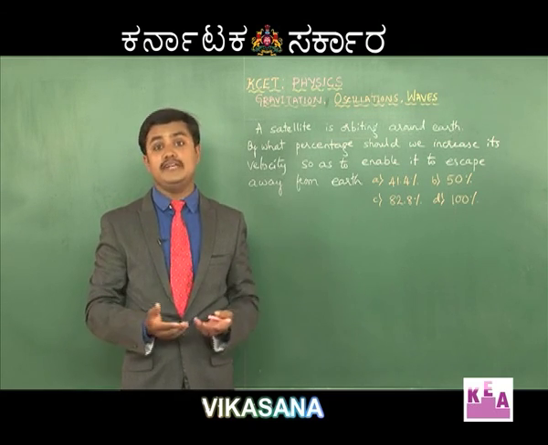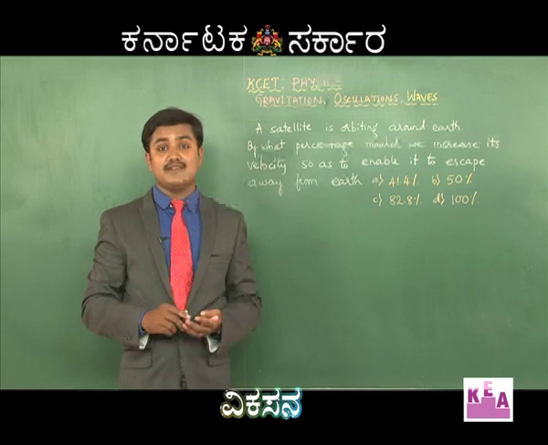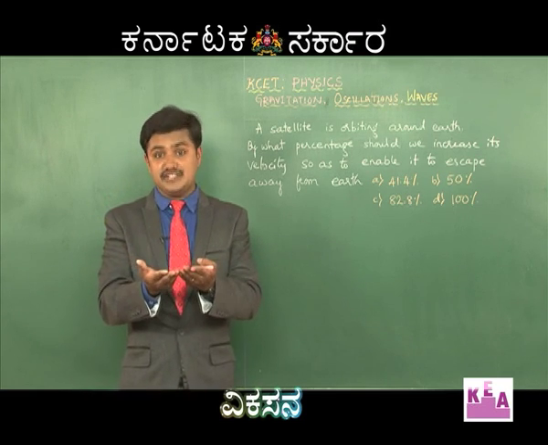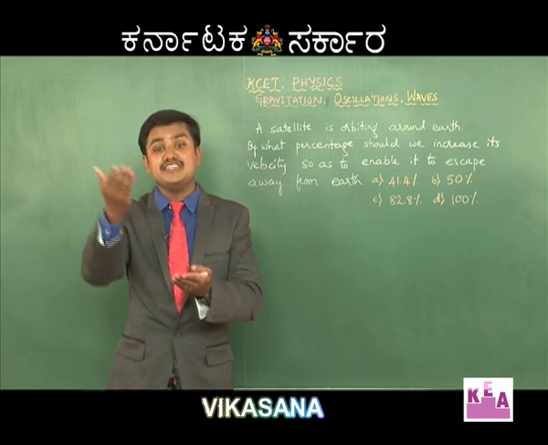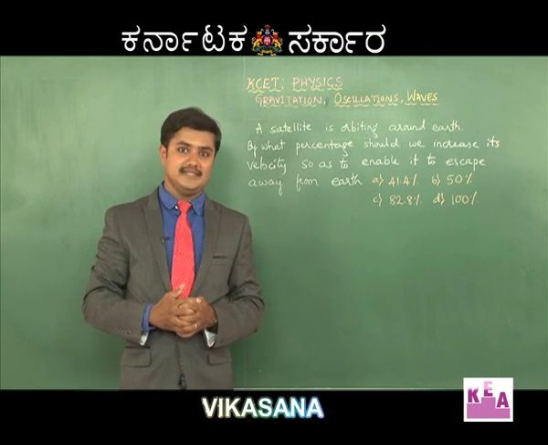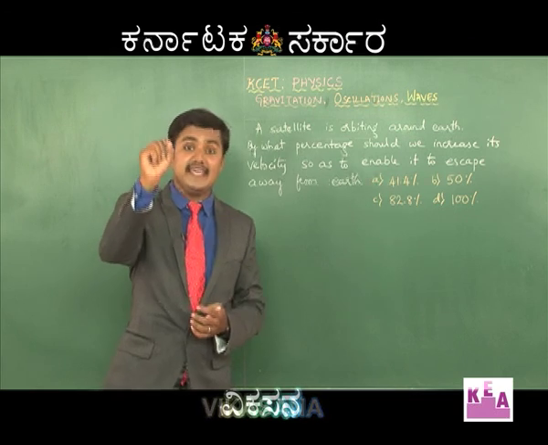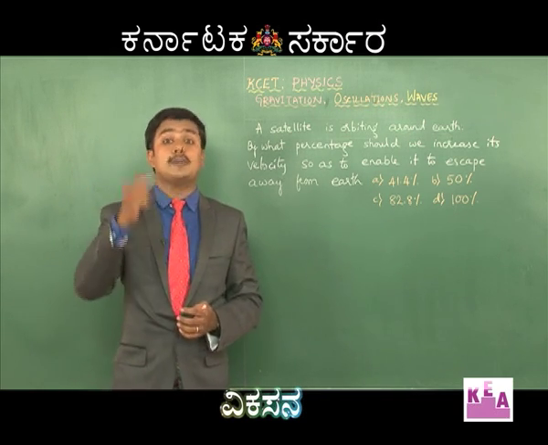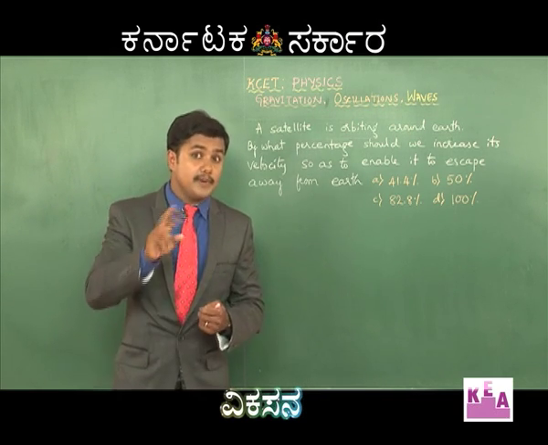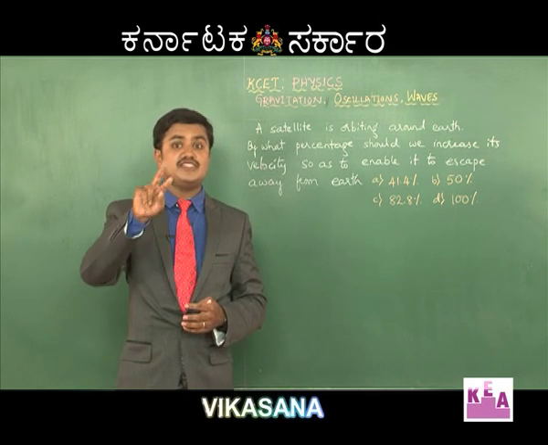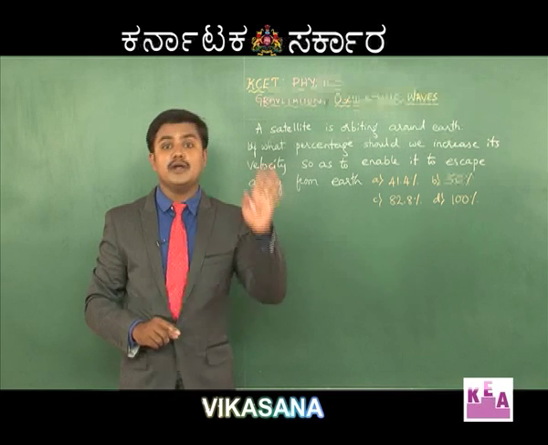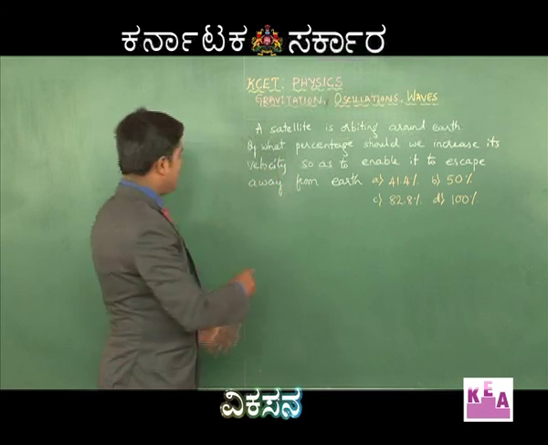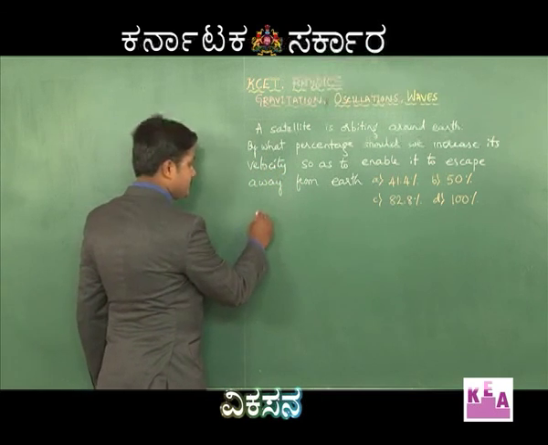That's what you are supposed to find. Obviously, change in velocity is final velocity minus initial velocity, that is, final velocity is escape velocity, initial velocity is orbital velocity. So, change in velocity is escape velocity minus orbital velocity, whereas percentage change is change in velocity divided by original velocity into 100.